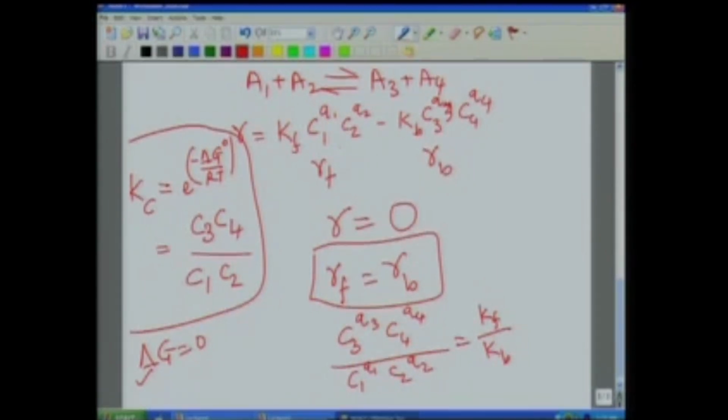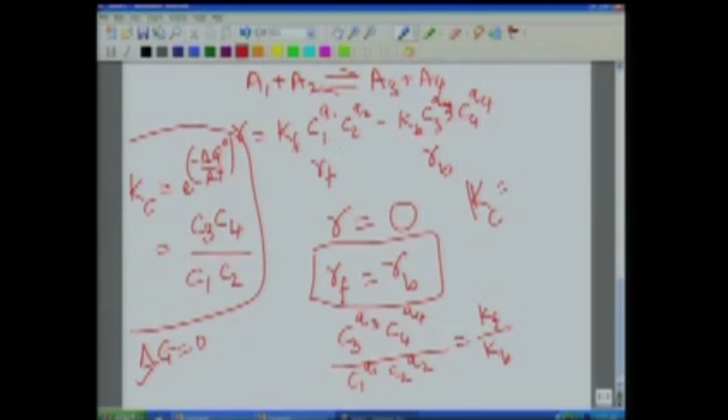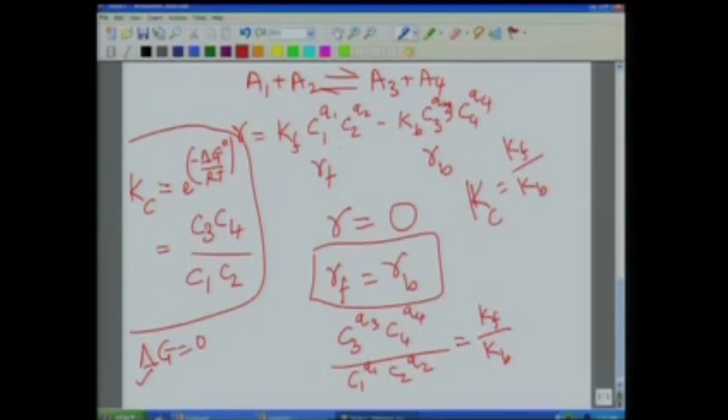We know that at equilibrium, the equilibrium constant maintains a certain relationship between the concentrations. In this particular case, C3 C4 divided by C1 C2. Since in both conditions we are looking at the same equilibrium, there has to be consistency between these two. For example, my equilibrium constant Kc is now Kf by Kb. What does it imply?